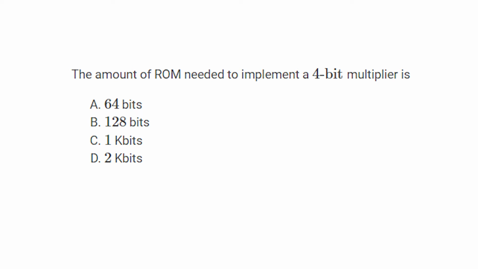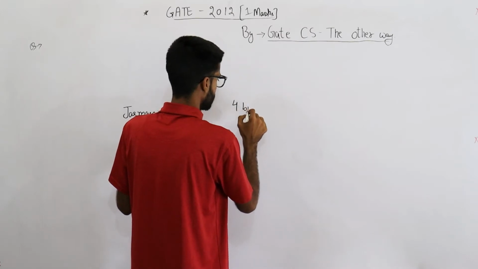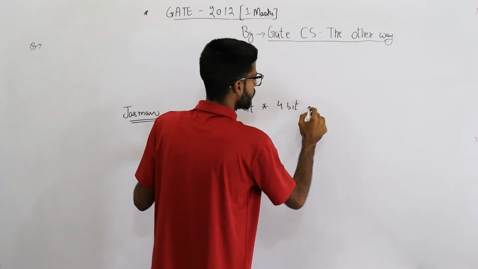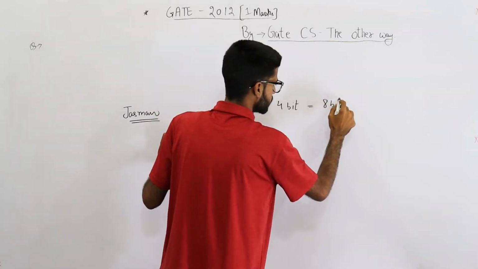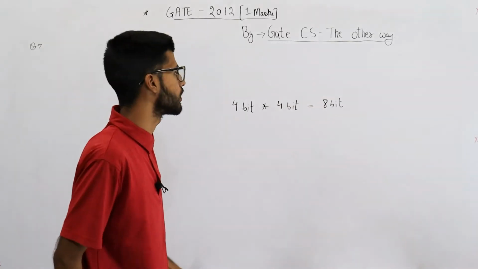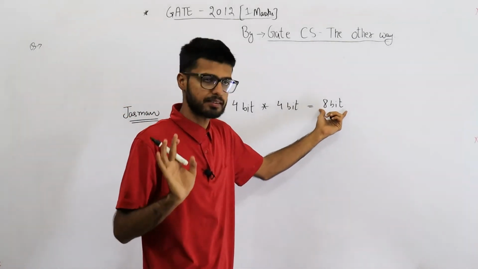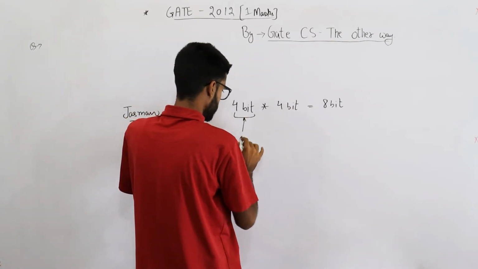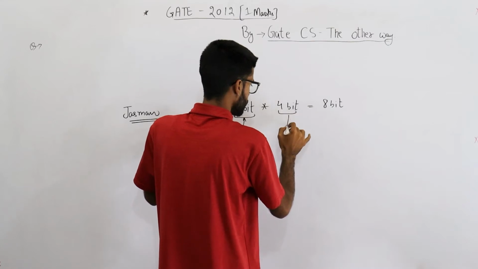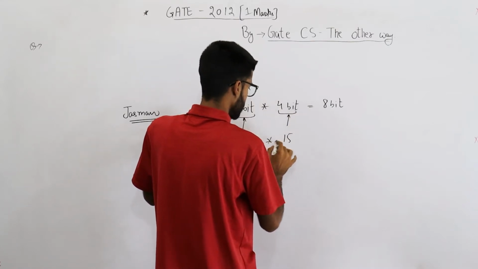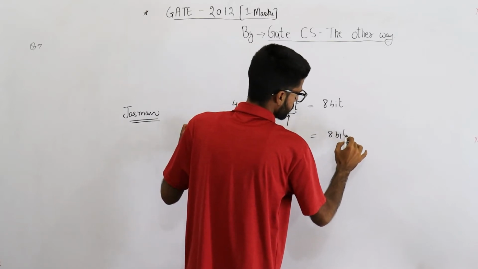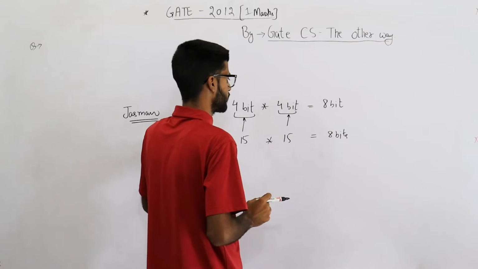Okay. First thing you need to know, when we multiply two 4-bit numbers, a 4-bit number multiplied by a 4-bit number will result into an 8-bit number. That means the result could need 8 bits maximum. For example, the biggest 4-bit number is 15. Here also the biggest number possible is 15. You multiply these two and surely the result will be of 8 bits.